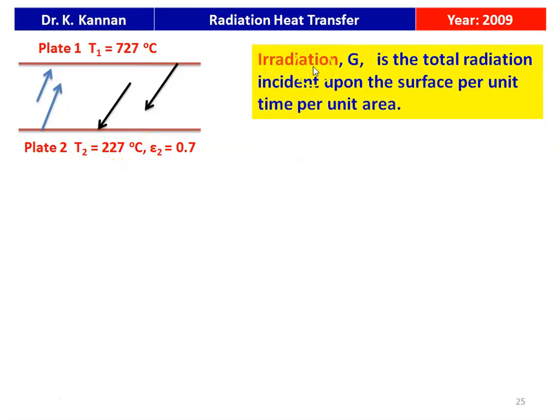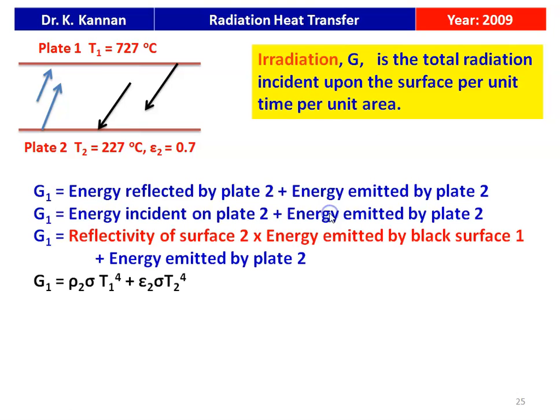And we have defined the irradiation G. The total radiation incident upon the surface per unit time per unit area is the irradiation. Now, the first question is we have to calculate the irradiation of the plate 1. So, the irradiation is the total radiation incident upon the surface per unit time per unit area. So, for the plate 1, what is energy incident on the surface?